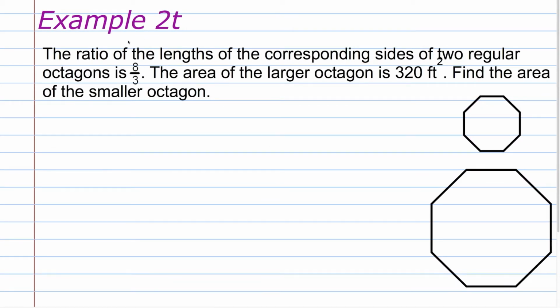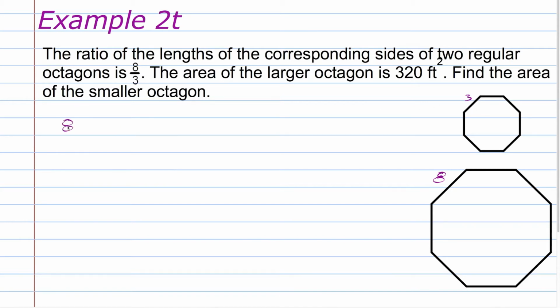Example 2, we're told the ratio of the lengths of the corresponding sides of the two regular octagons is 8 to 3. The area of the larger octagon is 320 square feet. Find the area of the smaller octagon. To do this, first off, you have to understand that this is the similarity ratio. So over here, we can say that 8 to 3, 8 feet in the larger octagon is equal to 3 feet in the smaller octagon.